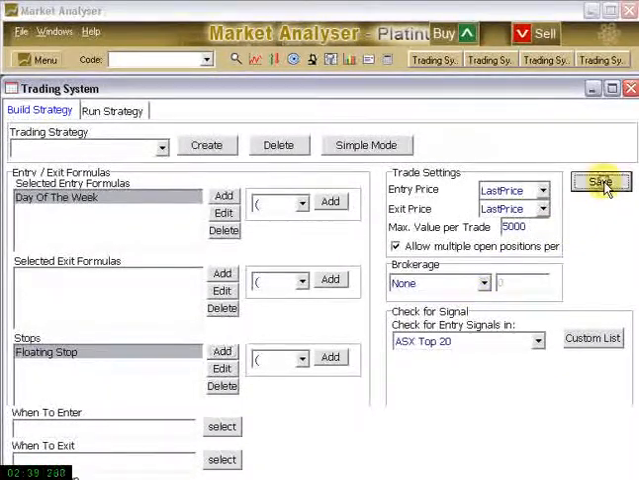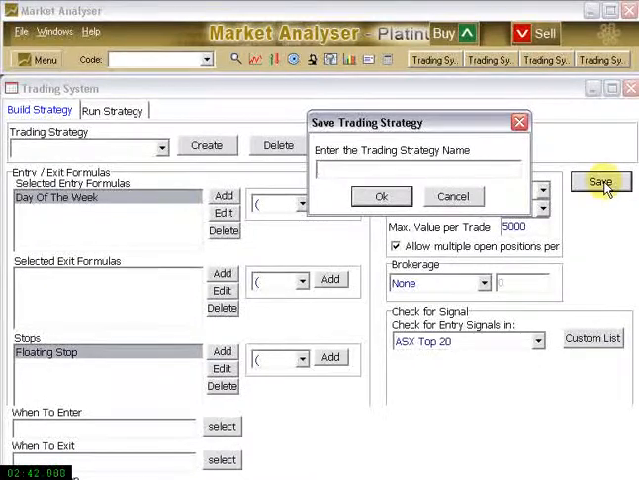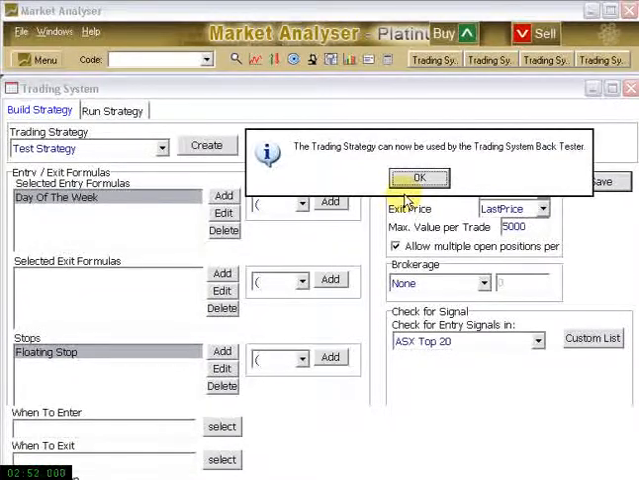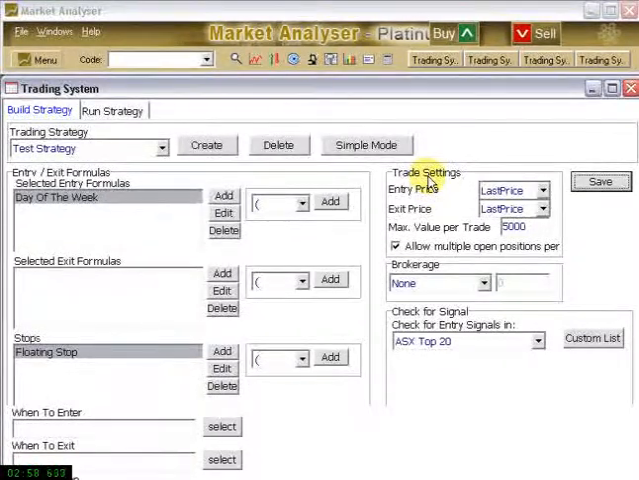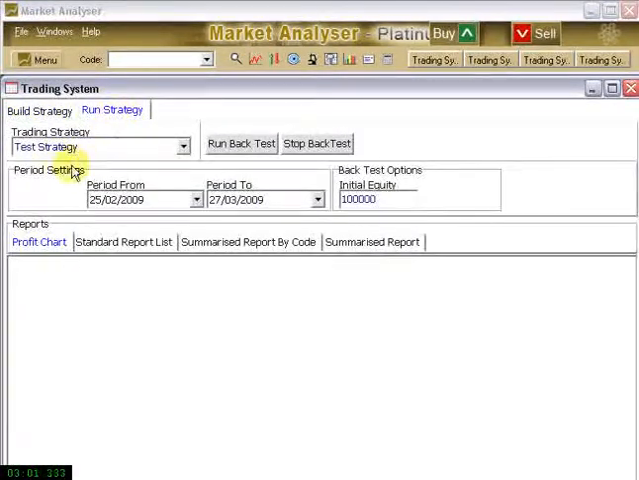Once we've finalized the strategy, we click on Save. Enter a name for the strategy, and we'll call it Test Strategy, and click OK. The system is now ready to be used by the backtester. Click OK. And we go to the Run Strategy tab. You see Test Strategy is in here, and we're going to set the period we want to run the test on, from the 1st of the 1st, 2005 to the 31st of the 12th, 2008. And we're ready to go. Click Run Backtest.